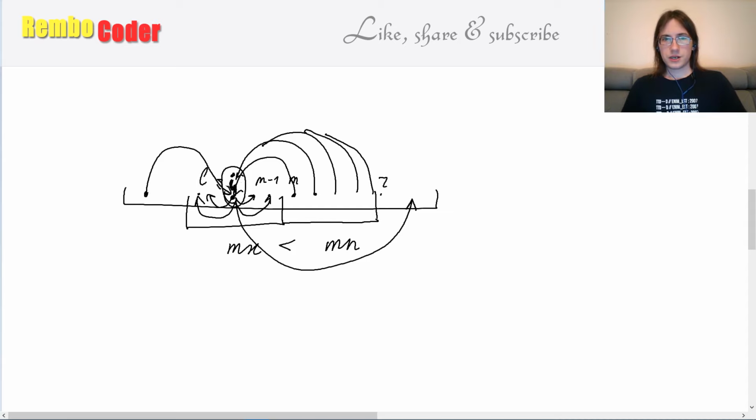So for a specific I, we need to be able to quickly find the closest to the right larger than itself, the closest to the left larger than itself, and closest value to the right starting from some position which is less than it.